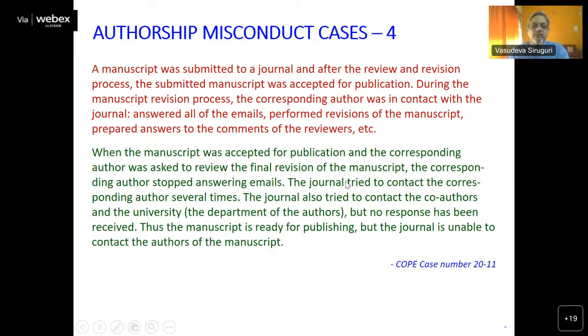At this point, that fellow stopped answering any emails. And the journal tried to contact the author several times without any luck. They tried to contact the co-authors and the university also, the department from which they had sent the manuscript, but no response was received. So here you find a manuscript which is ready for publishing, having gone through the entire review process, everything, but for the final review or the final revision, everything was done. But then none of the people have started replying. So what can the journal do here?